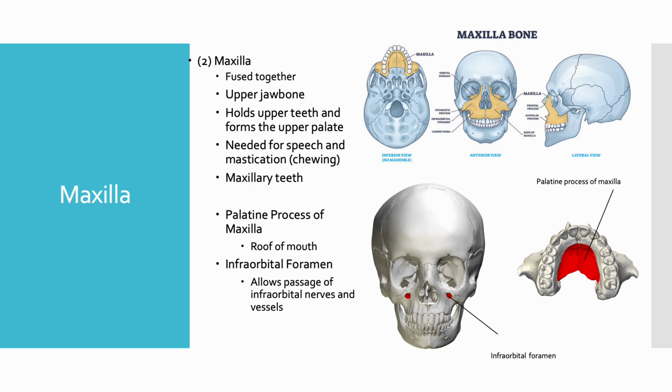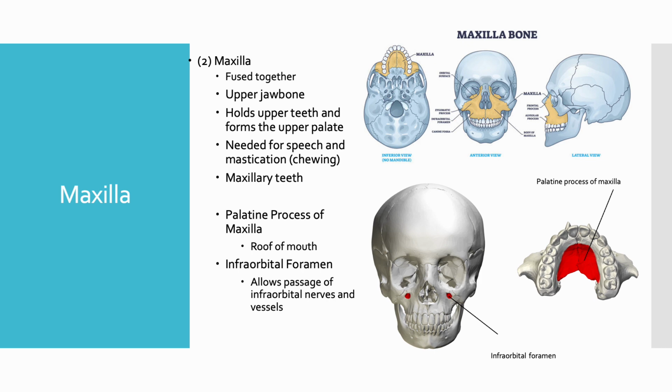If we didn't have the palate in the top of our mouth, we wouldn't be able to push things with our tongue for chewing, and we also wouldn't be able to use our tongue to make sound or speech. Some important parts of the maxilla are the palatine process of the maxilla. So in this picture on the right here with the red roof of the mouth, that is the maxilla, but it's the palatine process of it, meaning it's the part of the maxilla that forms the palate of your mouth.